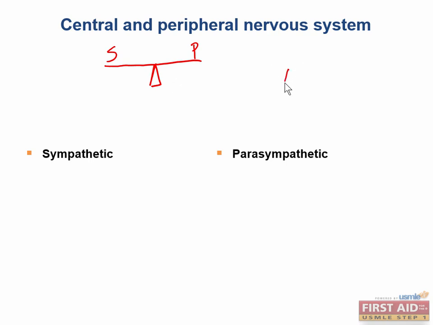So after a meal, the parasympathetic side is going to outweigh the sympathetic side. So the parasympathetic side will be activated higher. Now if you're walking through a haunted house, you would expect that the sympathetic side would be weighted higher and more active.